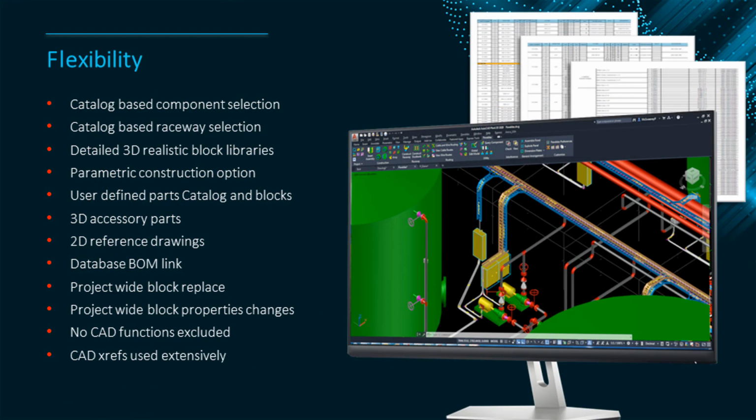Paneldes Raceway is flexible. It has catalogue-based component and raceway selection, detailed 3D realistic block libraries, and a parametric construction option. We allow for user-defined parts catalogues and symbols, 3D accessory parts, 2D reference drawings, and we don't exclude any CAD functions. We provide tools for project-wide block replacement, project-wide properties changes, and extensive CAD XREFs are recommended as part of our solution.